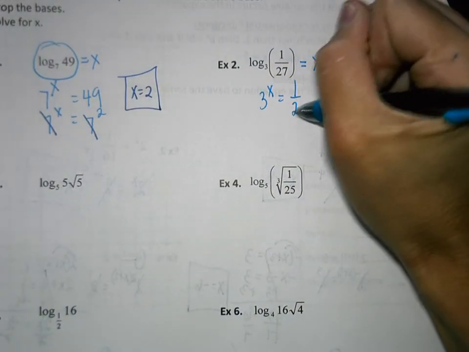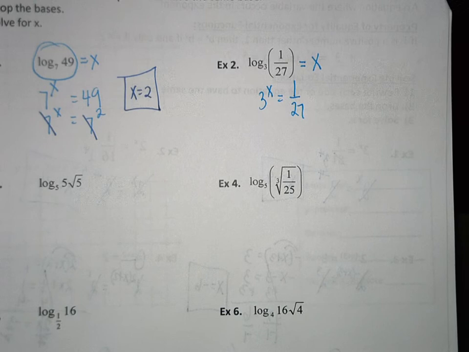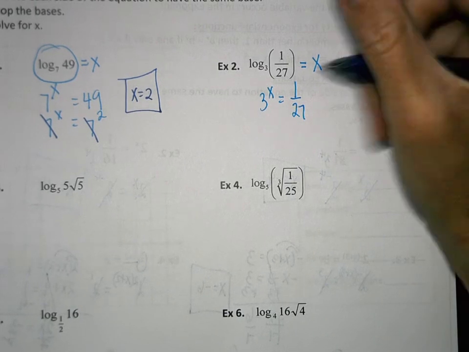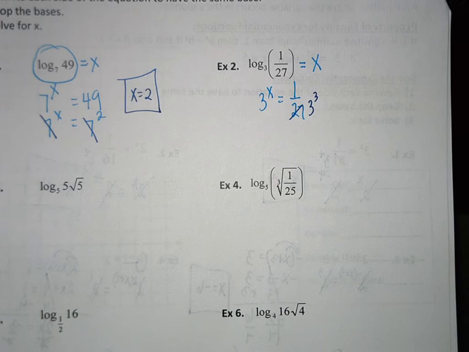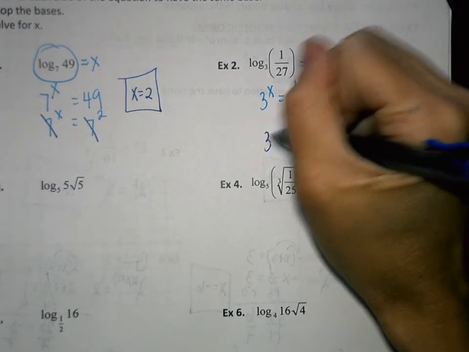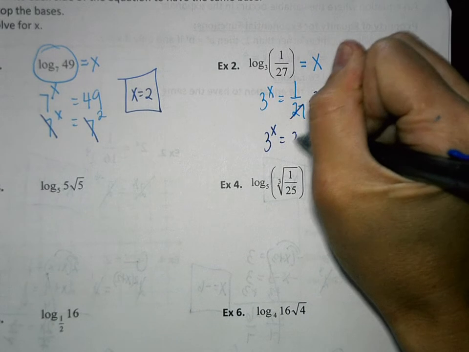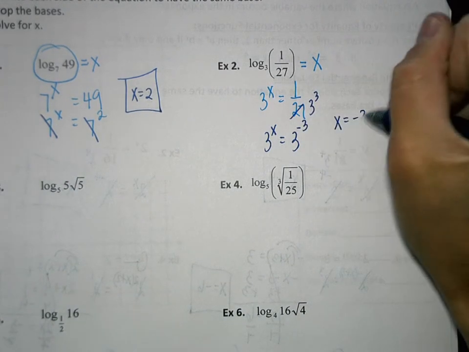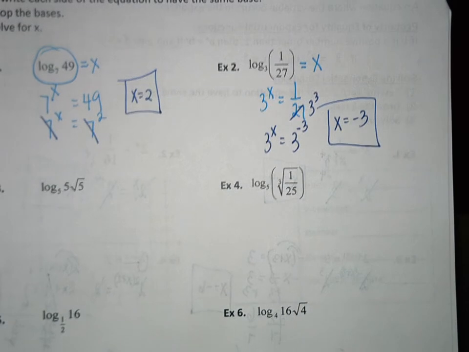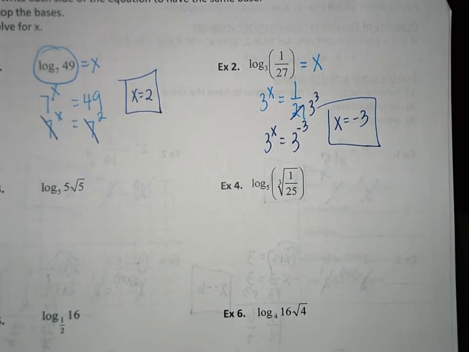Perfect. Okay, can I write 27 with base 3? Yes, what is it? 3 to the third. What do we do if we want to bring it so it's not a fraction? Bring it to the negative exponent. So 3 to the x equals 3 to the negative 3, which means that x equals negative 3. For those of you that thought you knew the answer, did you get it correct? Yes. Good.